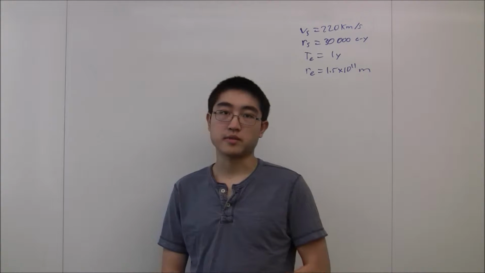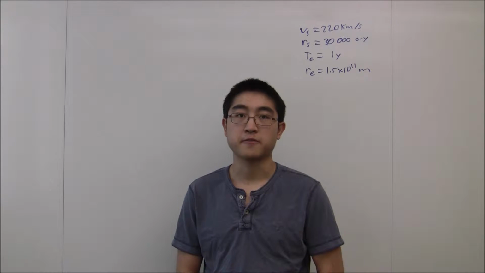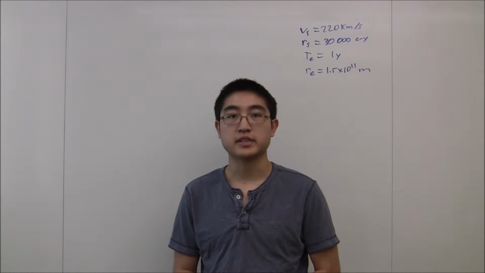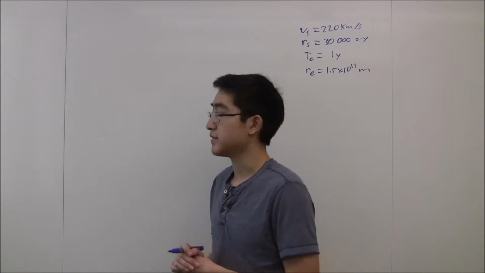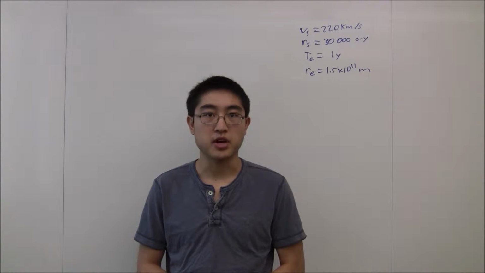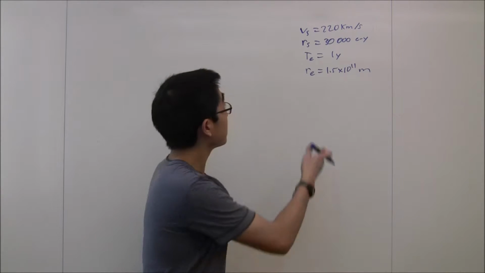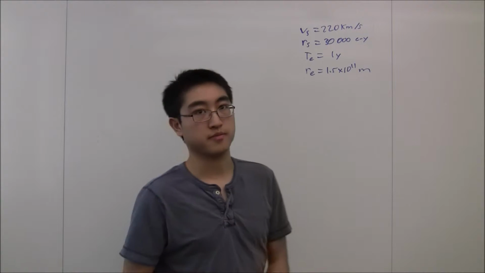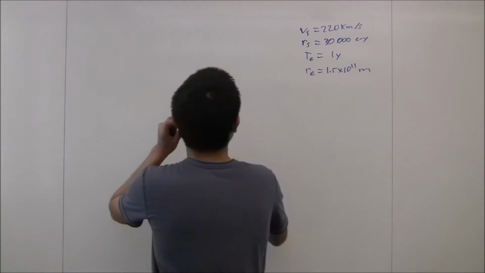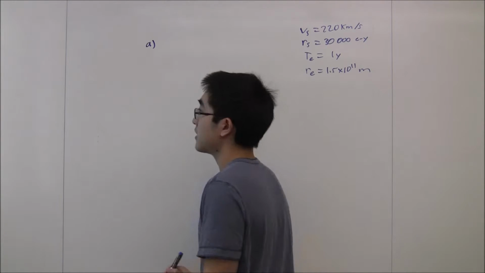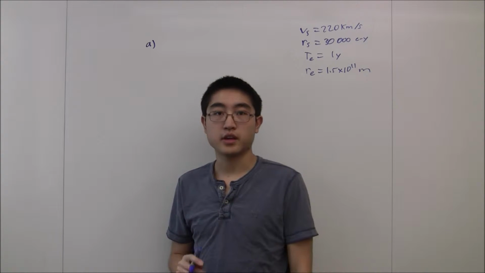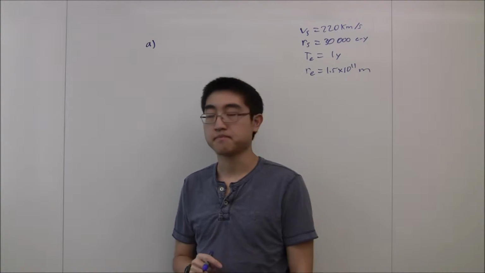Now in part A of the problem, we're asked to determine a formula for the total mass responsible for keeping the Sun in its orbit as a function of the Sun's mass m naught, as well as the four variables listed here. So let's start off by describing the motion of the Earth's orbit about the Sun.